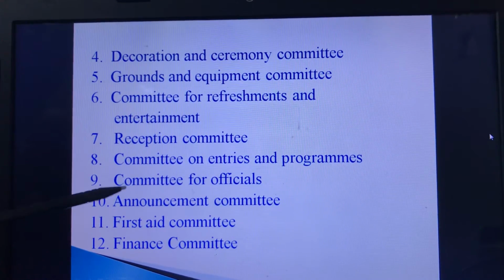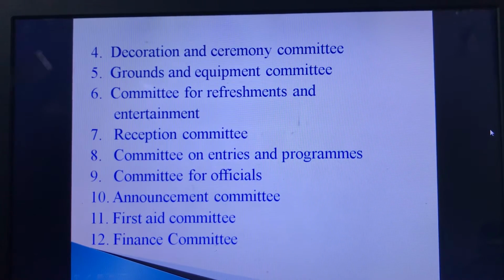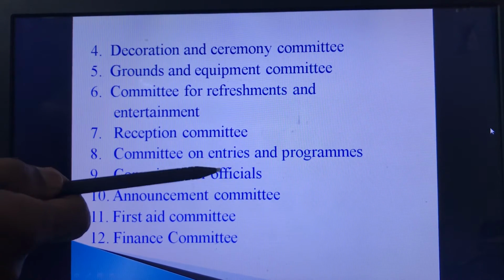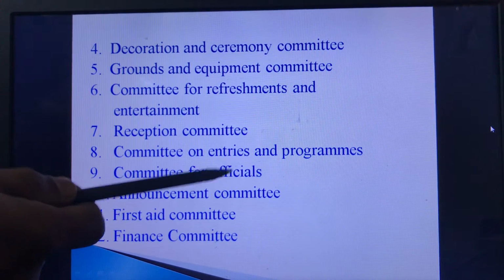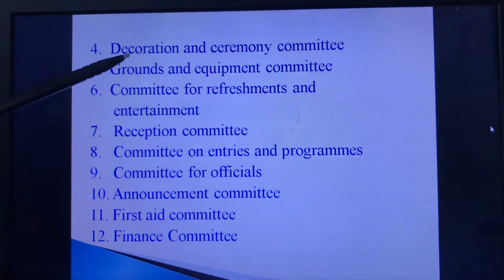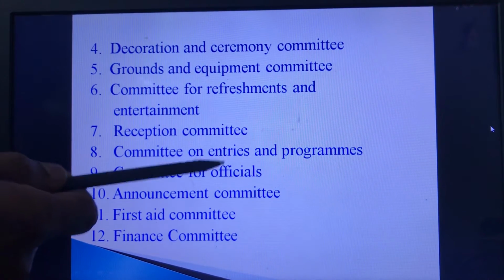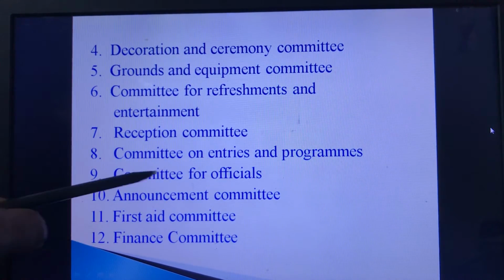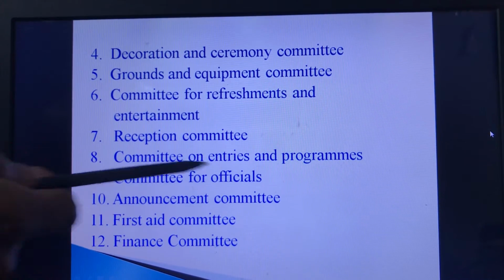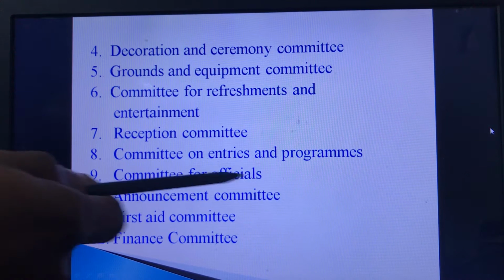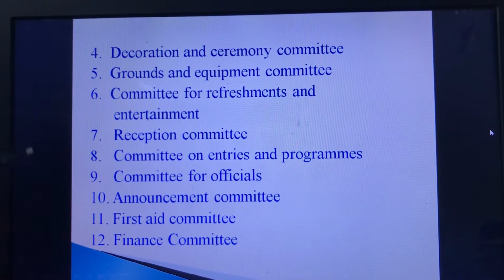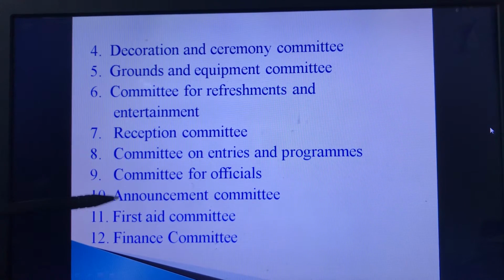And the ninth point is committee for officials. Committee for officials, you all know that officials play a very important role, because they have to be very much sincere in the duty. They have to work, they have to be unbiased. Then only the event will be a successful event. So they should have a wonderful committee. They should have wonderful coordination in between. Then only the sports day can be very good, or any event can be very good.